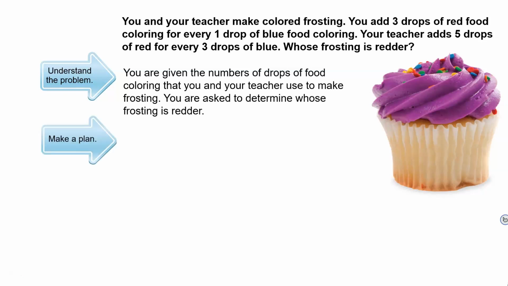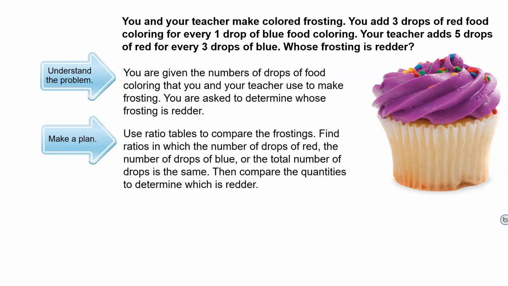Next, make a plan. Use ratio tables to compare the frostings. Find ratios in which the number of drops of red, the number of drops of blue, or the total number of drops is the same. Then compare the quantities to determine which is redder.